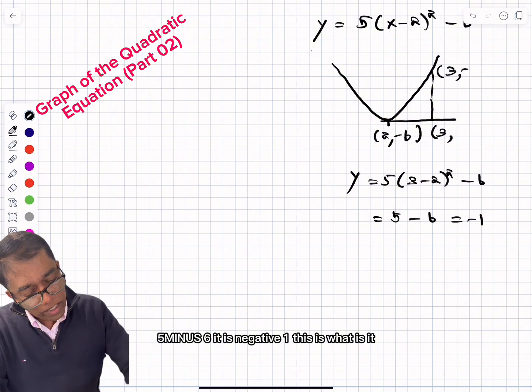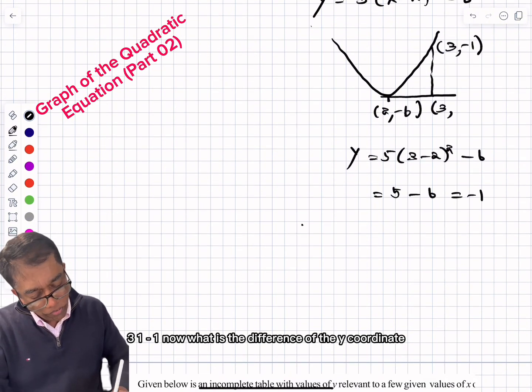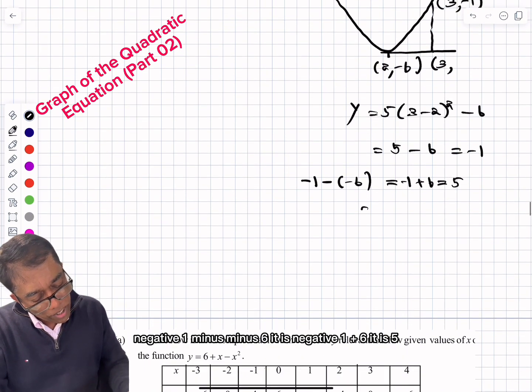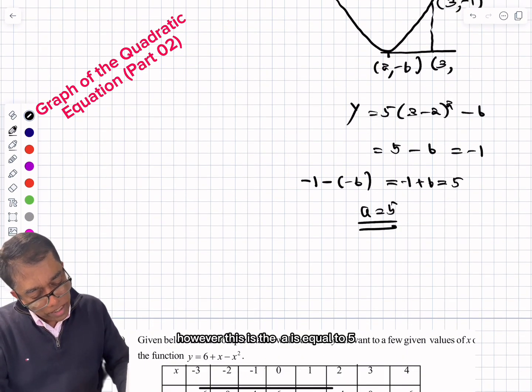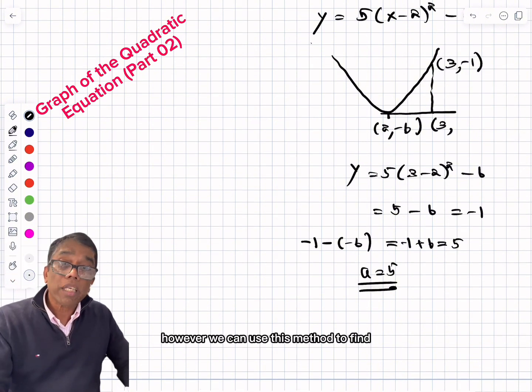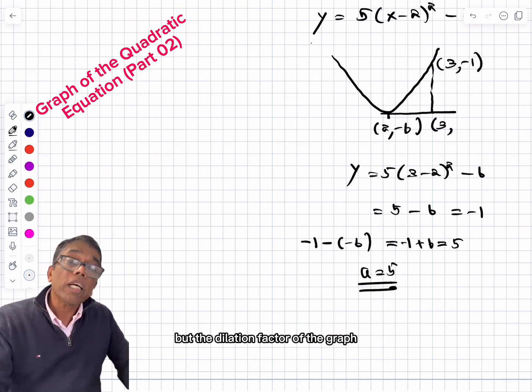So this is 3 and -1. Now what is the difference of the y coordinates? -1 minus negative 6. It is -1 plus 6. It is 5. So a is equal to 5. We can use this method to find the dilation factor of the graph.